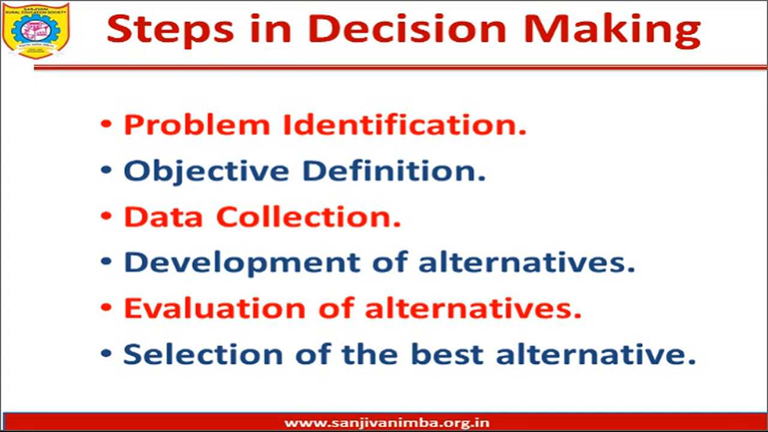Next, you have to evaluate each alternative on the domains of profitability or the cost involvements or the objective that you are aiming at. And lastly, out of the evaluation that you have done, you have to select the best alternative which will maximize or optimize your objective. So this is a simple process of decision making.